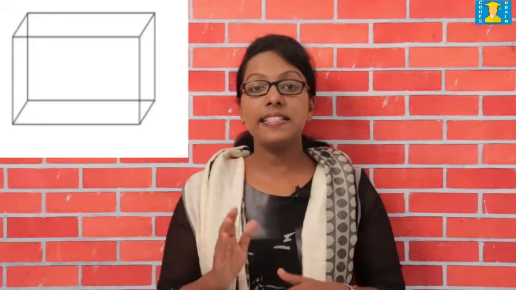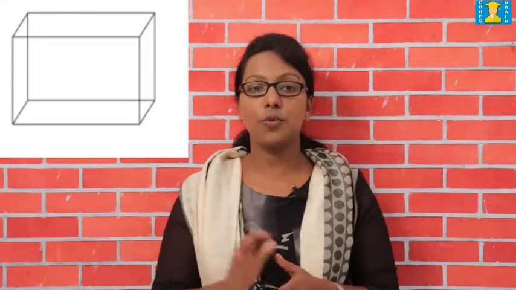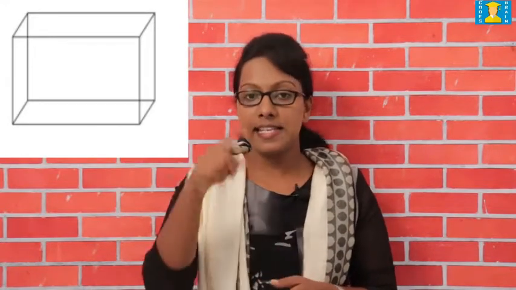Then cuboid. A solid bounded by 6 rectangular faces is called a cuboid. A cuboid has 6 faces, 12 edges and 8 vertices. Next, cube. A solid bounded by 6 square faces is called a cube. Next one, prism. A solid whose bases are parallel plane polygons and the lateral faces are rectangles is called a prism. The last shape, pyramid.